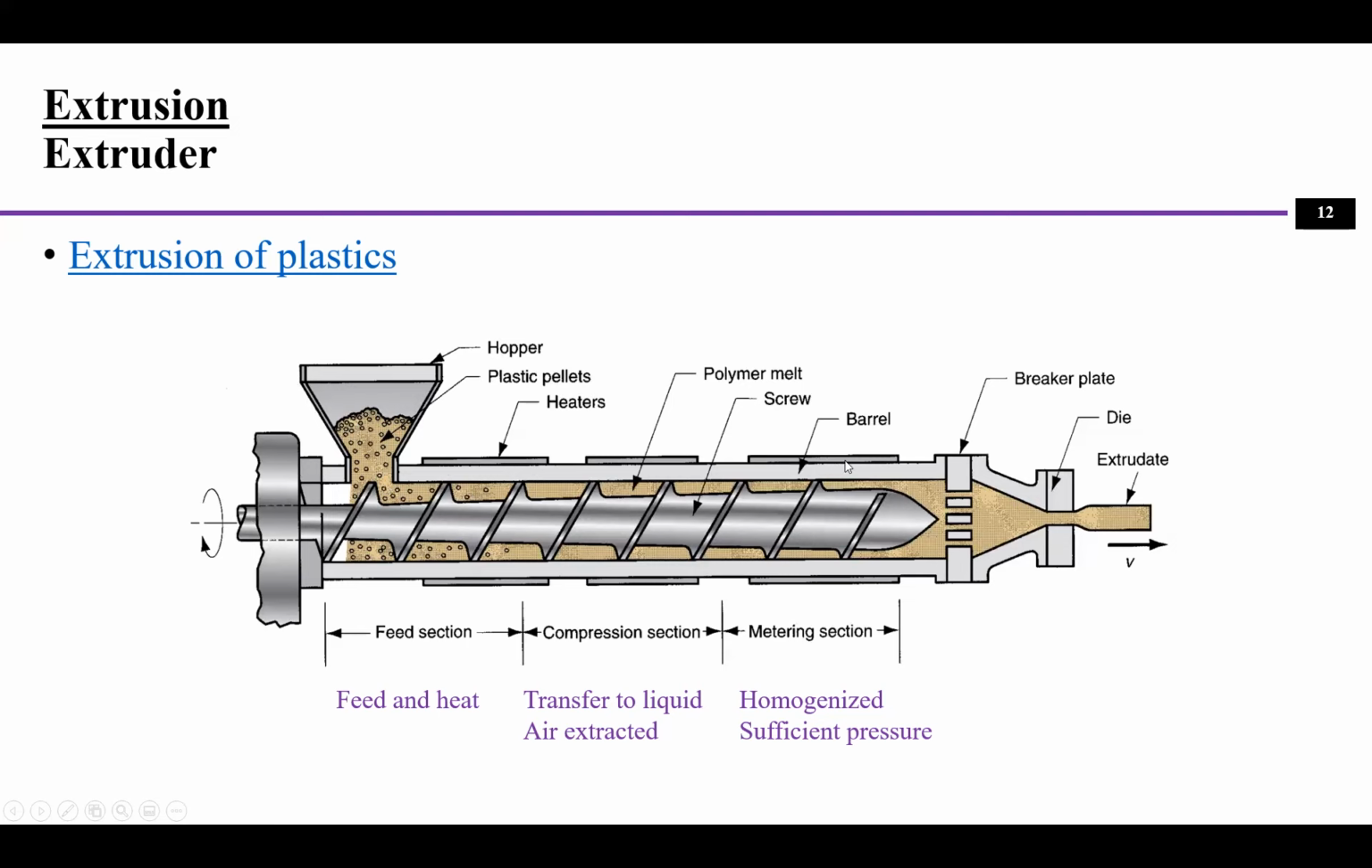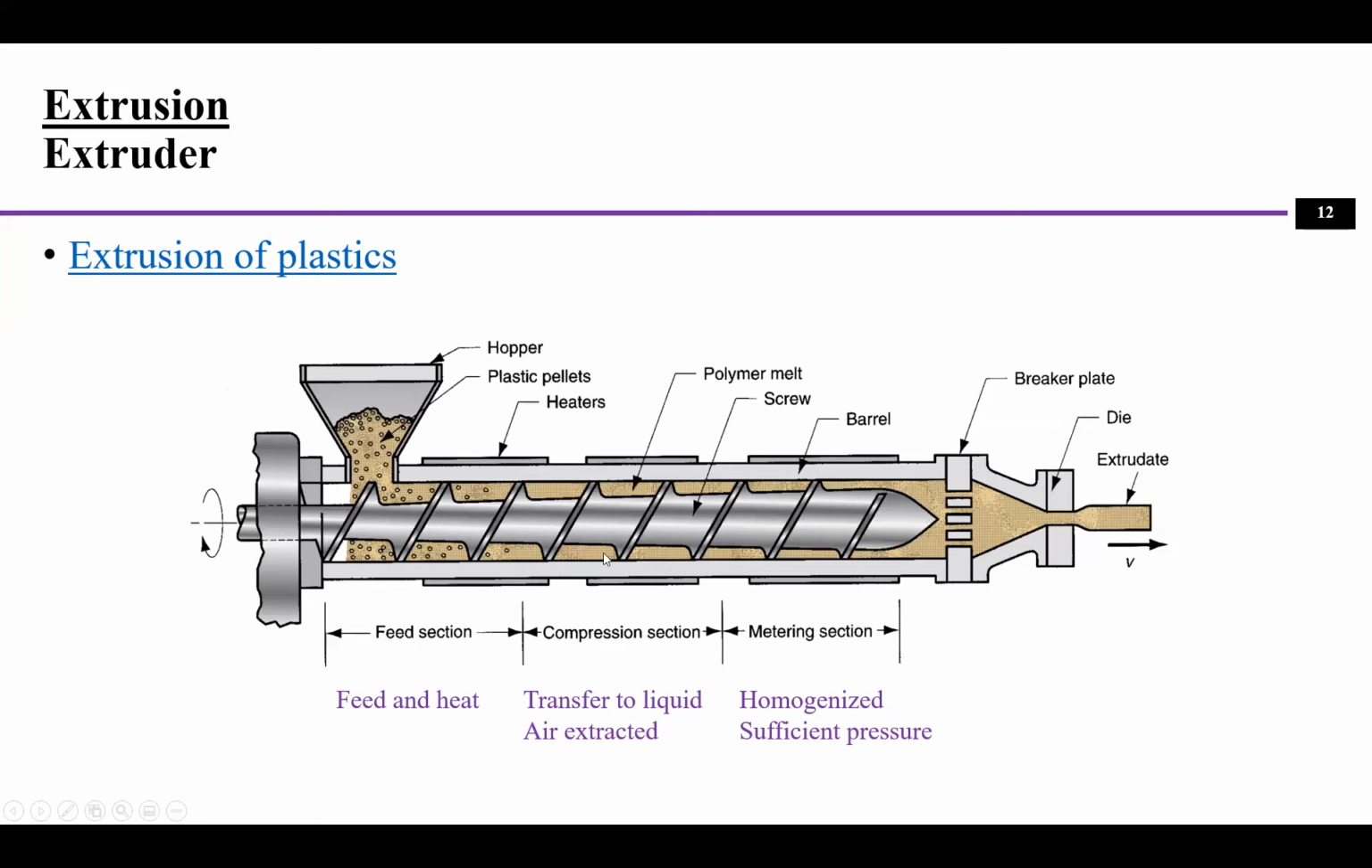These are the heating pads to provide the heat of the barrel, so we can melt the pellets. The first section is the feed section, which is to feed the materials and heat the materials. By turning a screw, the material will be pushed to the right, and then it will enter into the second section, which is the compression section.